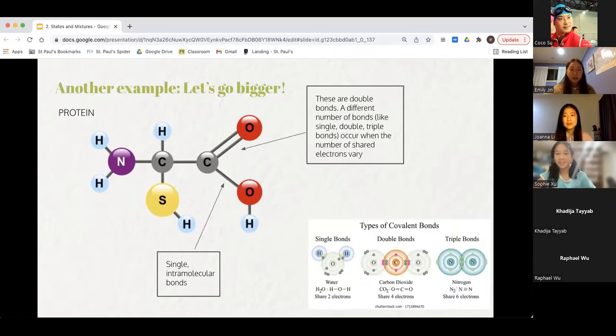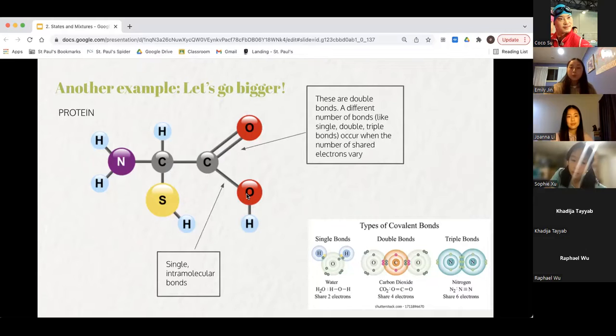Cool, and now let's take an even bigger example. Rather than just dealing with water, we can deal with more complex molecules like proteins. Looking here, proteins look quite big and scary because they have lots of different atoms, but not to worry, because all the bonds are still very similar. We're still seeing the same type of covalent bonding between each different atom. For example, here between our carbon and our oxygen, we see a single bond, and it's an intramolecular bond because it is within the molecule. We're not talking about ones connecting entire proteins together, just what's happening on the inside.